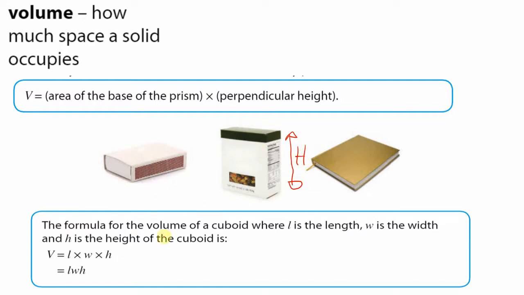If we now look at a cuboid, we know the area of the base, and the base, at the top and the bottom, is a rectangle, so it's the length times the width. That's the area of the base, and then we still have to multiply by the perpendicular height, which is h. So therefore we can simplify it to length times width times height.